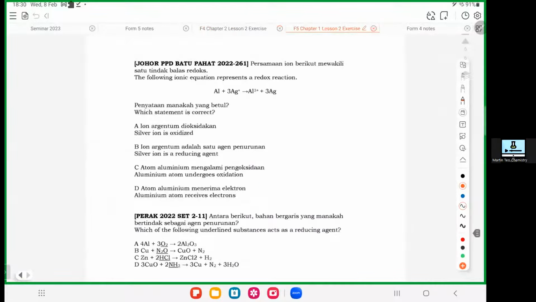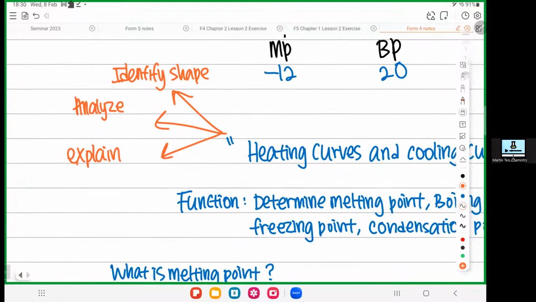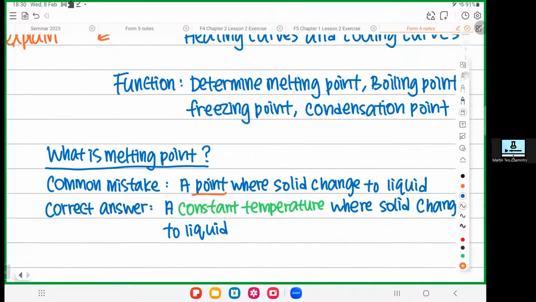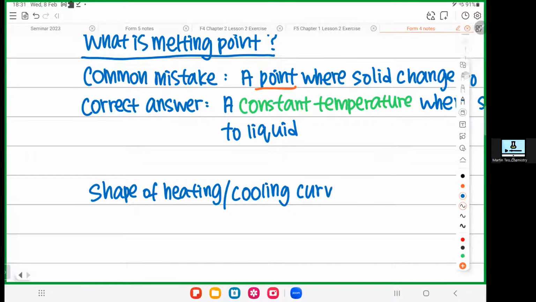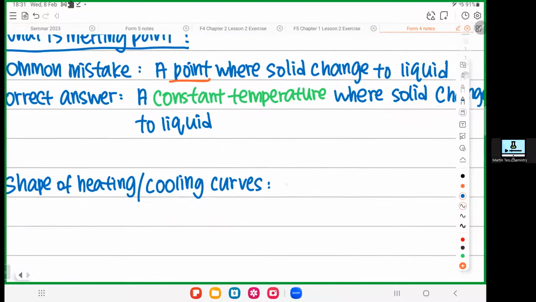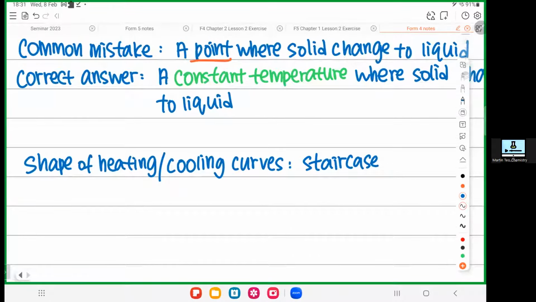Yeah, so let's start. First of all, I want you to identify the shape of the heating curve and cooling curve. The heating and cooling curve look like a staircase. If you learn in BM, staircase means tangga lah. They look like tangga.